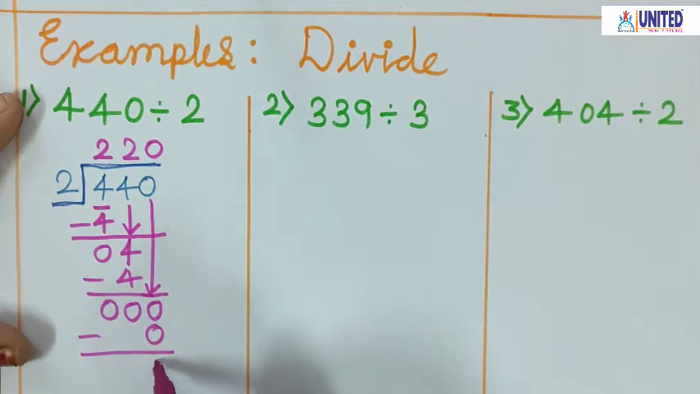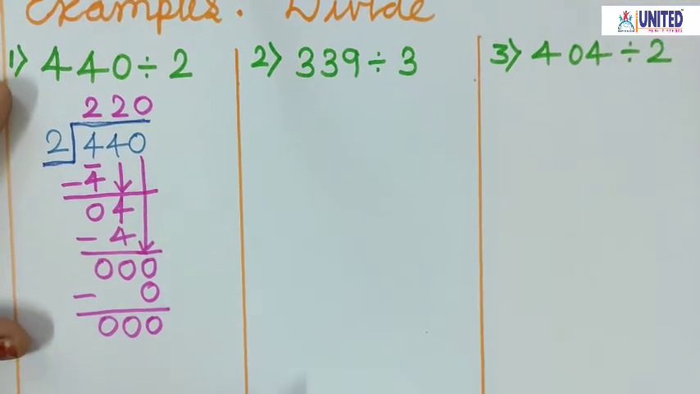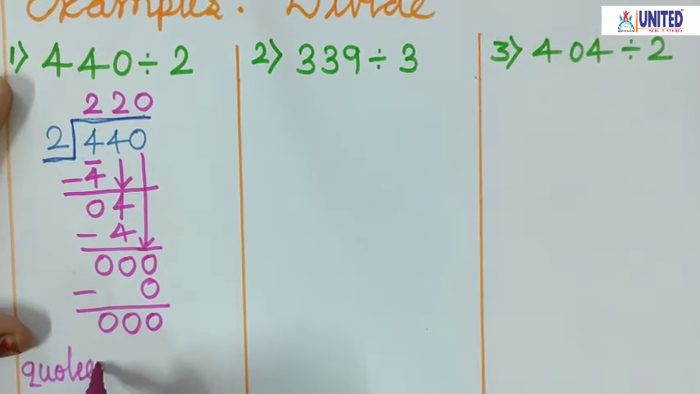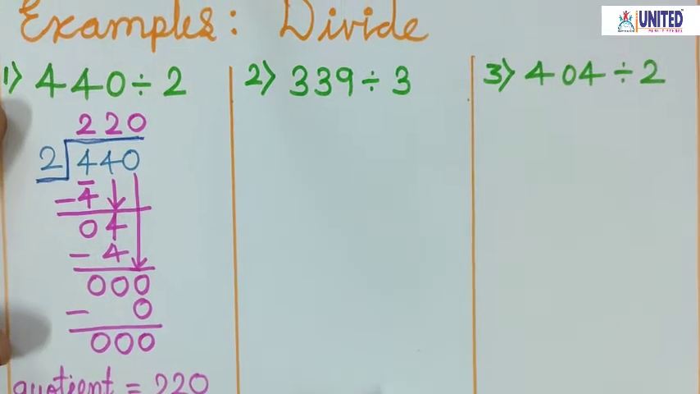That means here 0 minus 0 is 0. Again 0. Here it is also 0. Right? So what is the quotient here? So write down here quotient. So quotient is equal to 220. Okay, got it? Let's see one more example.